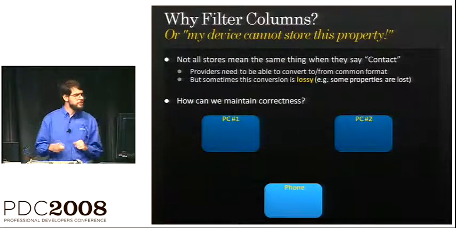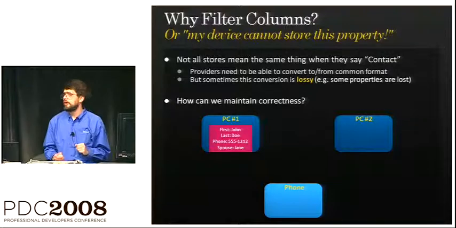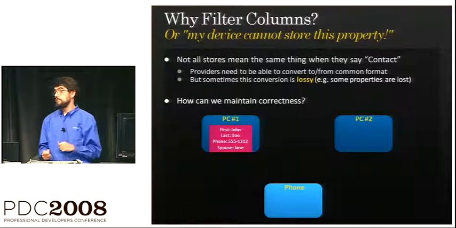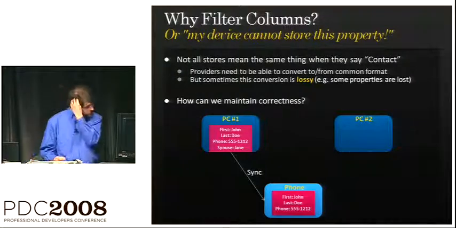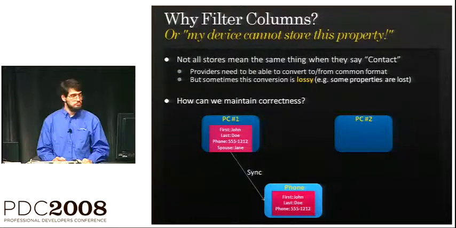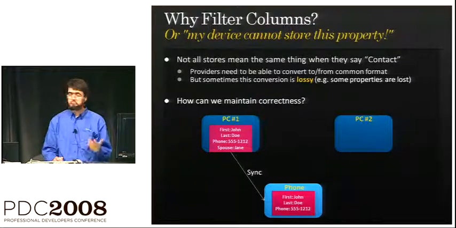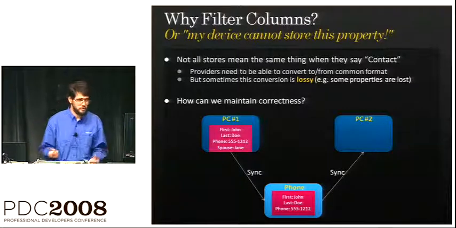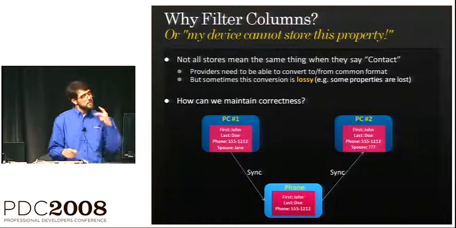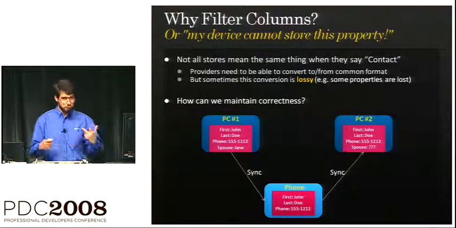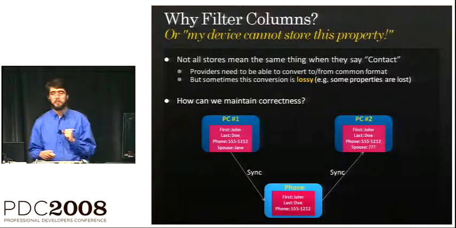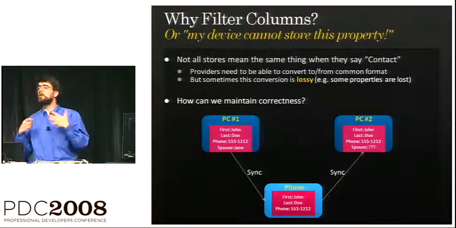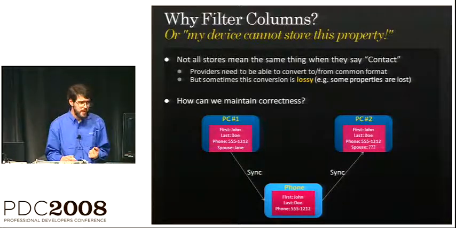In this case, I have two PCs and a phone, and I'm synchronizing contacts. The first PC has a contact for John Doe, has a phone number, and it has a spouse name. It syncs it to the phone. Now, the phone can't represent the spouse name. So it has the contact for John Doe now, minus the spouse. The phone is happy because it doesn't know anything about spouses. But when it syncs it to PC2, PC2 is now missing the spouse, even though it could have represented that. It is now unhappy, but this particular situation can't be helped. The data went through the device that simply couldn't represent the spouse.